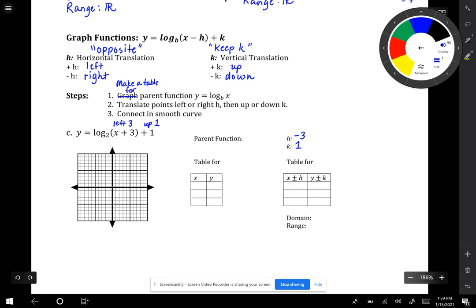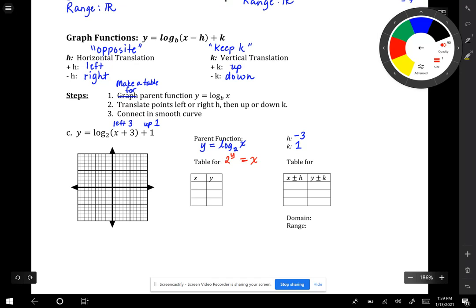Right. So the parent function is y equals log, the base is 2. We're just going to keep the simple x. We're going to act like there's no plus 3 or a plus 1. So that's just for the parent function. So then we are going to rewrite that into exponential form. So that would be 2 is your base, raised to the y power equals x.